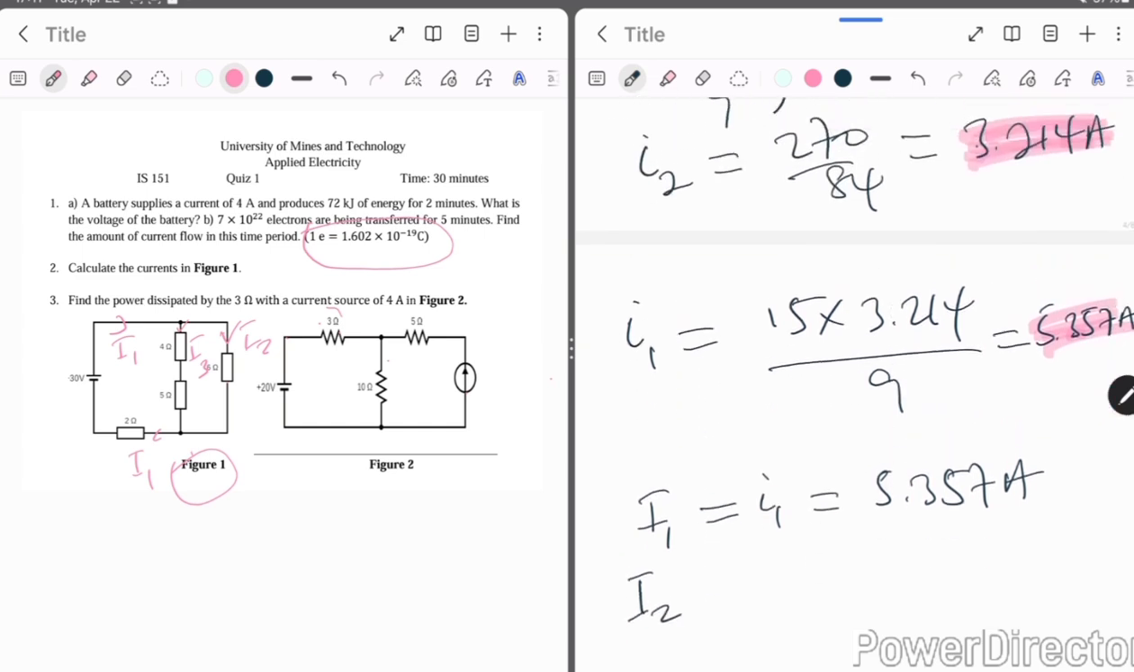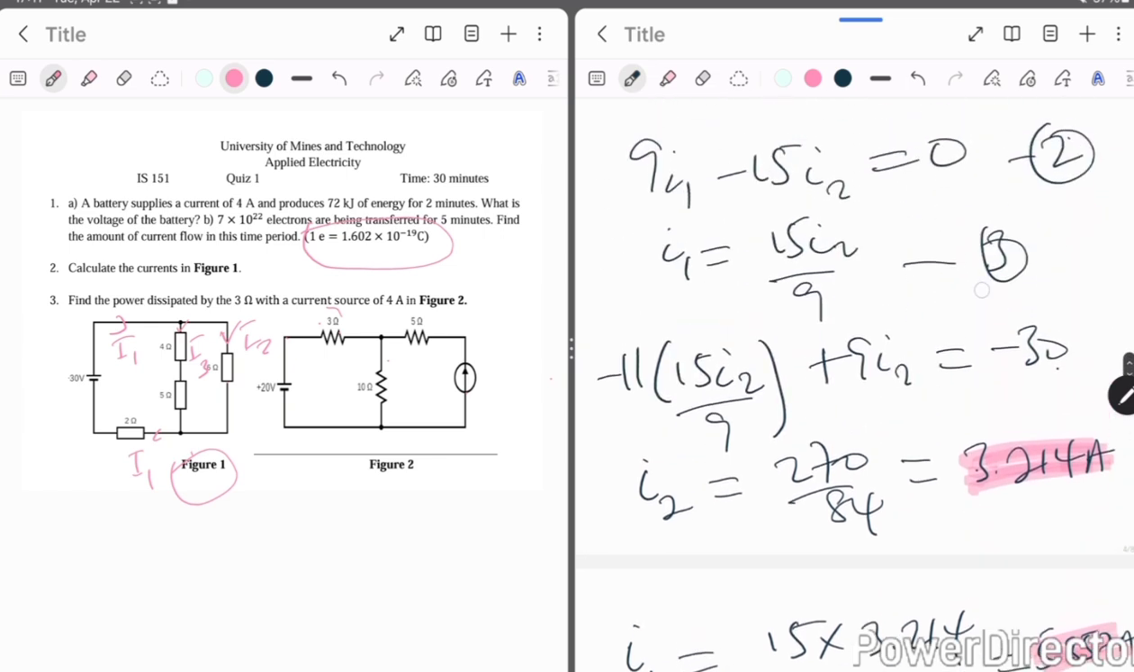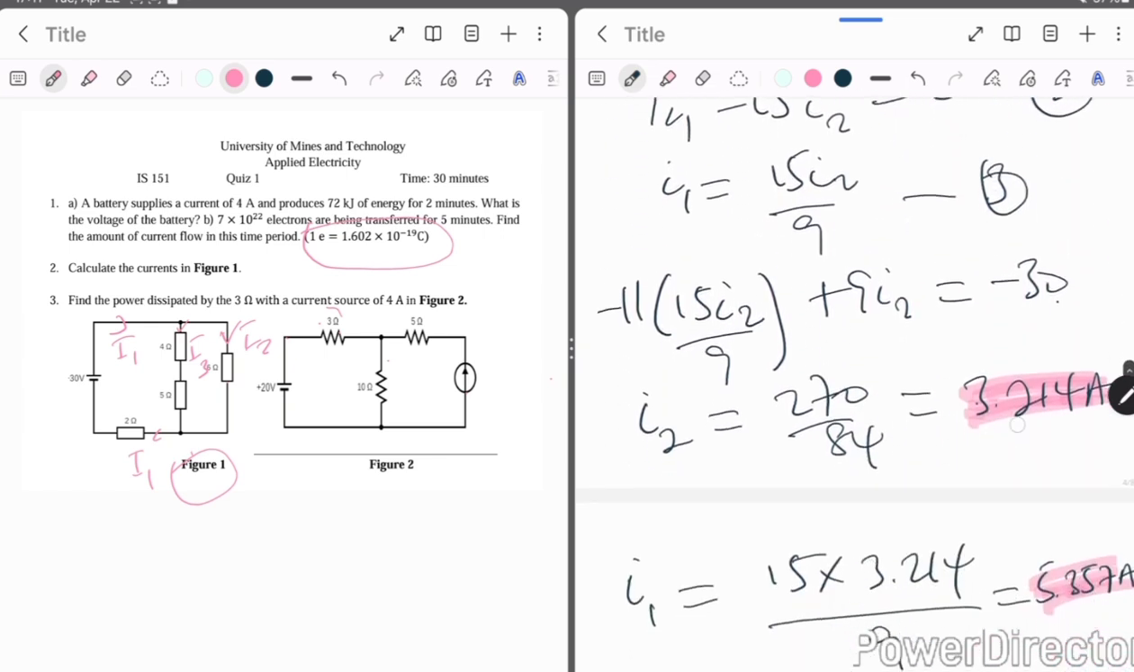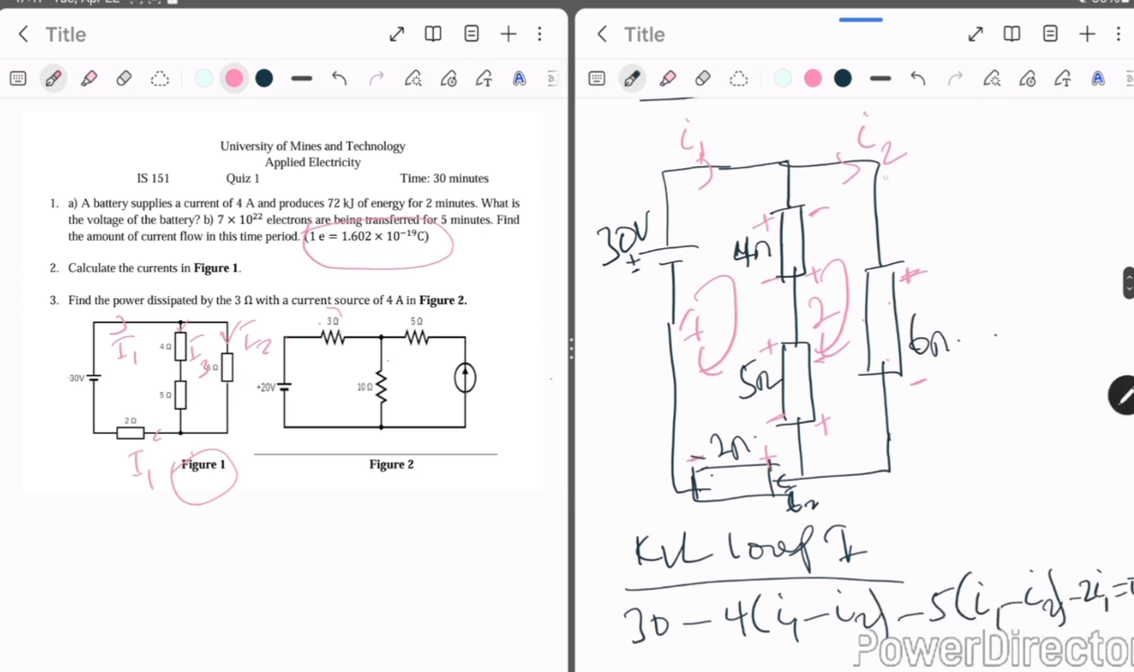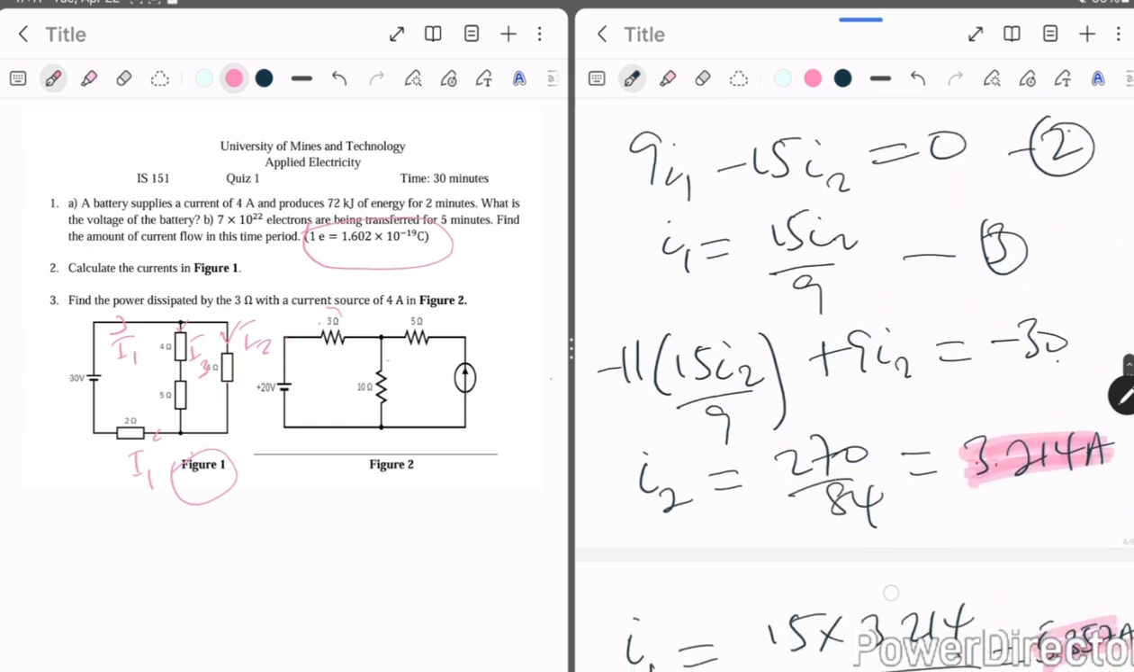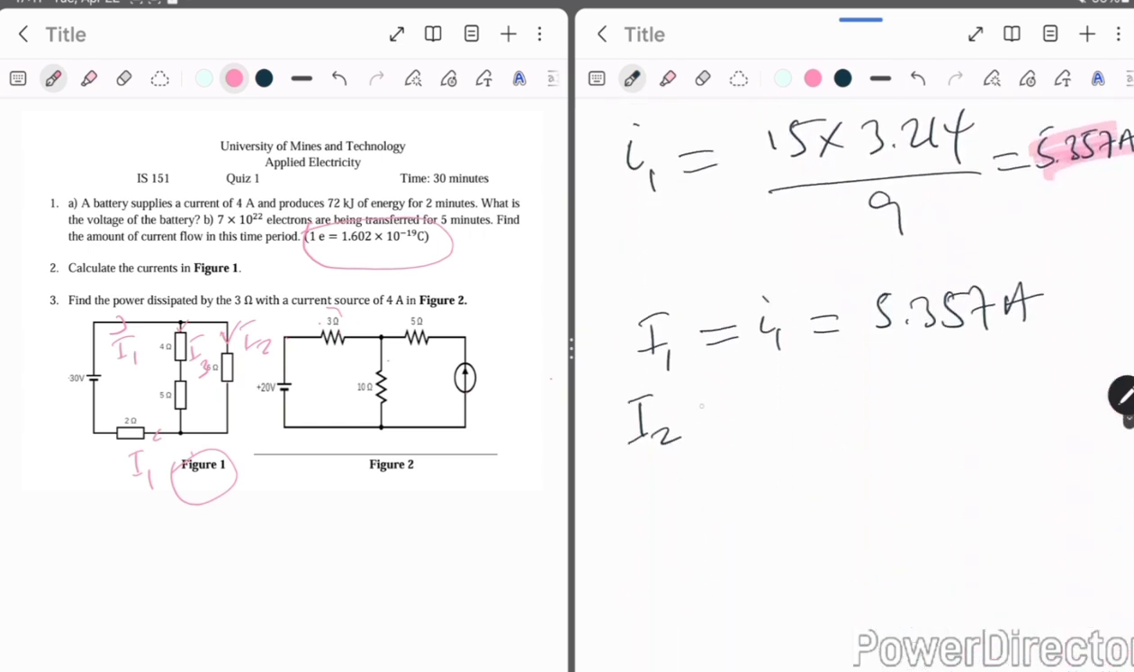Then I2, the same thing. You can see that I2 is the loop current that is passing through the 6 ohm resistor here. So the branch current I2 equals the mesh current I2, which is 3.214 amps. So we get this as I1 and I2. Now I label the third one I3.